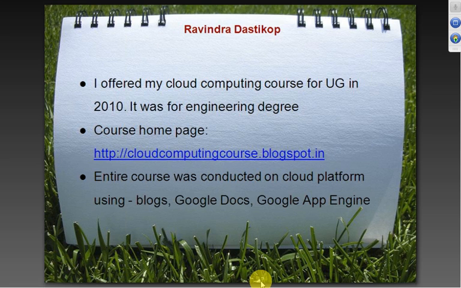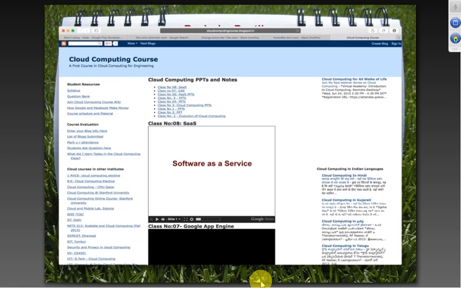For example, I hosted a page on Blogspot, which became my cloud computing homepage. I was using Google Docs to create notes, PPTs and presentations. And I was using Google App Engine to implement a PaaS project for my students. So this entire course was run on a cloud computing platform. On the screen, you can see this cloud computing course. This whole page was my classroom, or so to say, my cloud computing course homepage. On the left side, you see the student resources like syllabus and question bank and so forth. All these are created using cloud resources like Google Docs.